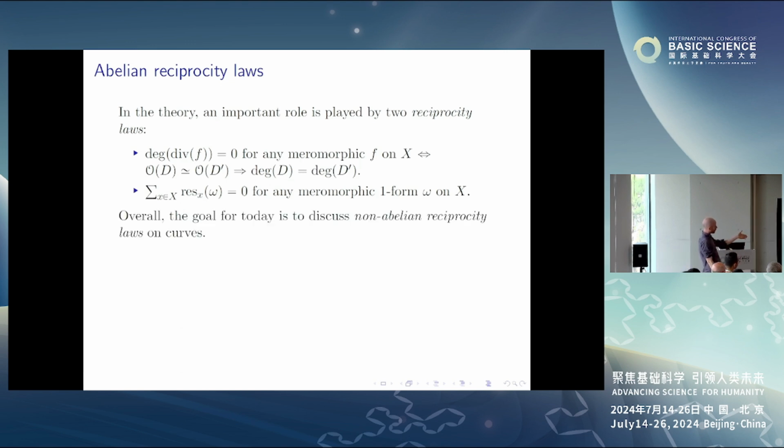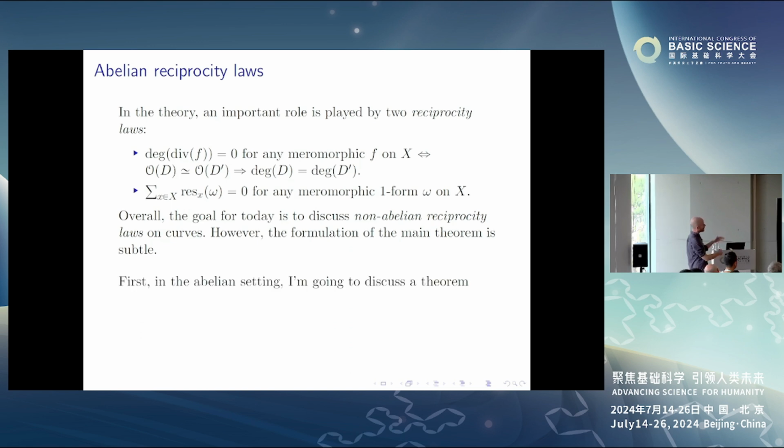So overall, the goal for today is to discuss non-abelian reciprocity laws on curves. That's the setting of geometric Langlands for non-abelian groups. But the formulation of the main theorem is a little bit subtle. If you just stare at these two theorems and try to generalize them to GL2, that's probably not going to be so successful. At least you won't arrive at the theorem that I'm going to prove at the end.